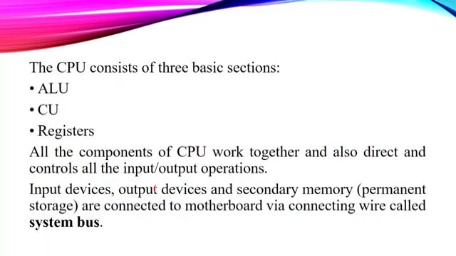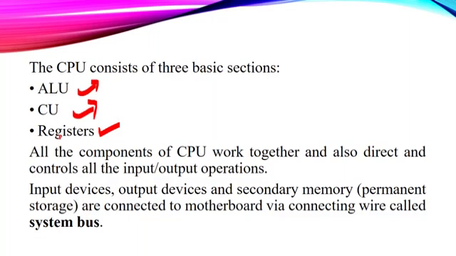Now this CPU has three basic sections. These three basic sections are ALU, CU and registers. Just now we have discussed this ALU and CU, but the only thing that we haven't discussed yet is the register. Now all the components of the CPU work together and also direct and control all the input output operations. It simply means that our CPU manages and controls everything and also manages the input output operations.